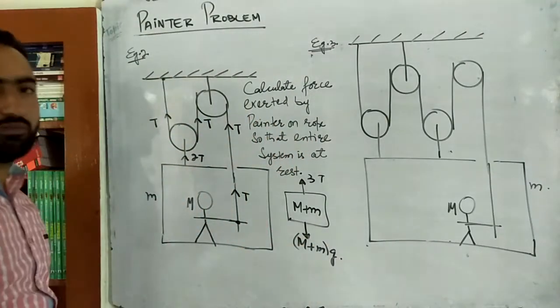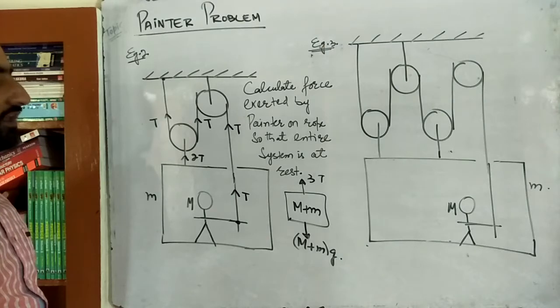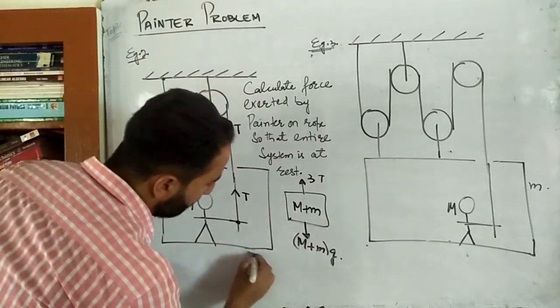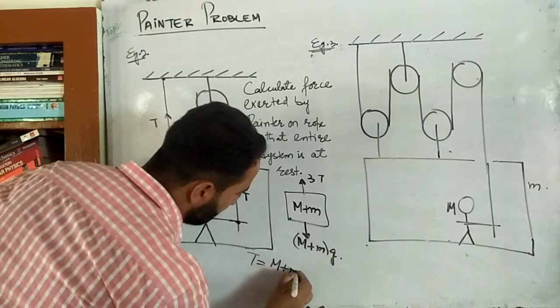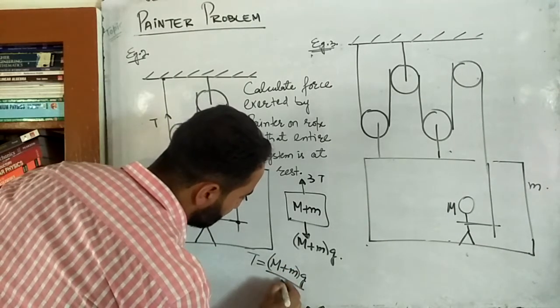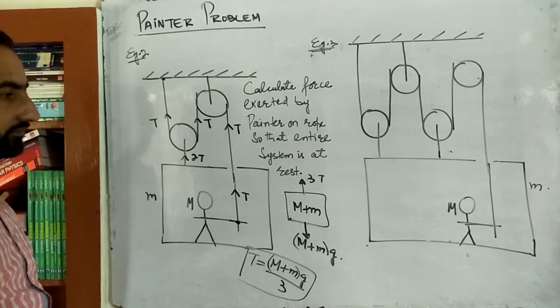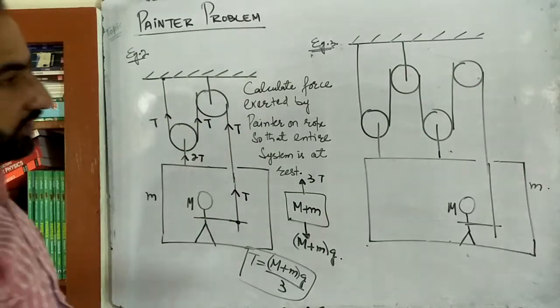Since the system is at rest, it implies net force must be equal to 0, implies upward force must be equal to downward force. So this must be equal to this. So it in turn implies T is equal to capital M plus small m multiplied by g divided by 3. That's it, single line answer. You can do this example orally.